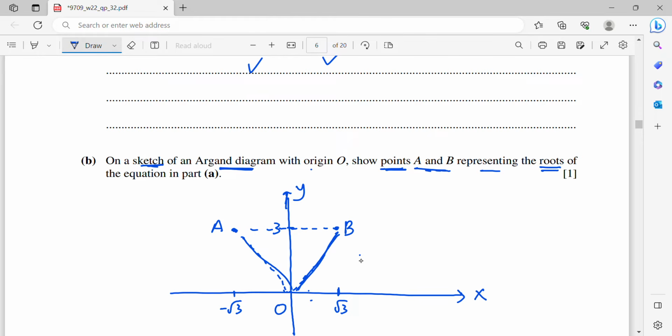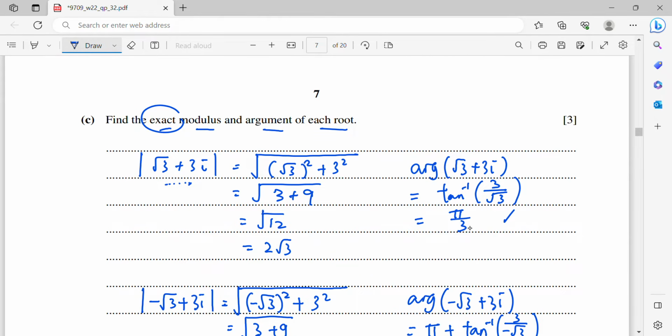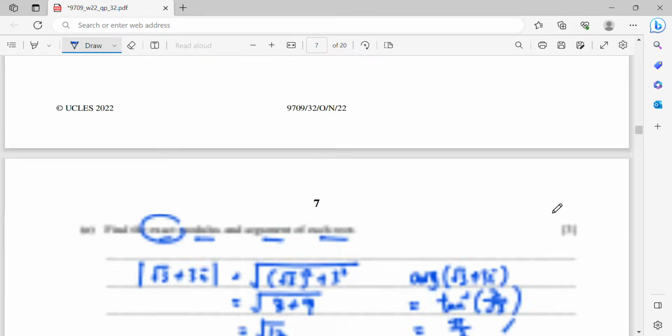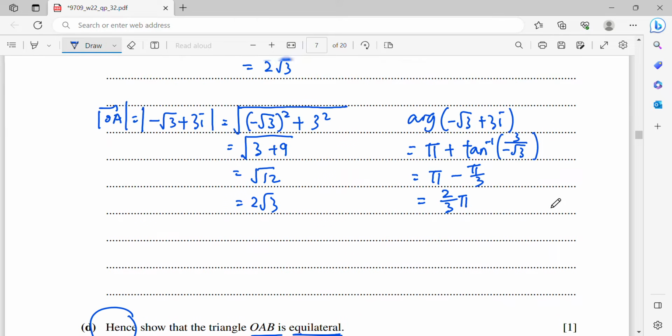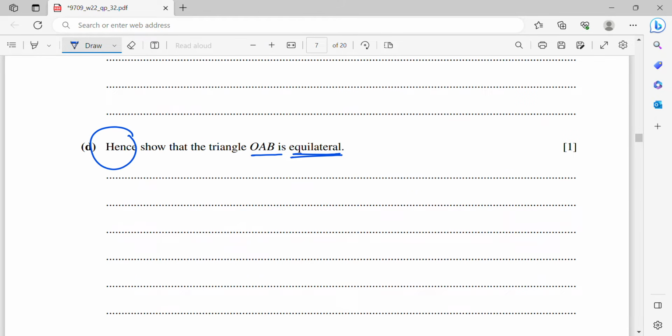So now what we need to do is find the modulus of AB. Let this be the B, then this is the OB modulus. This is the OA modulus because I have marked the AB on the part B here. Now I need to get the length of AB. If the length of AB is the same as the length of OB and OA, then it will be an equilateral triangle.